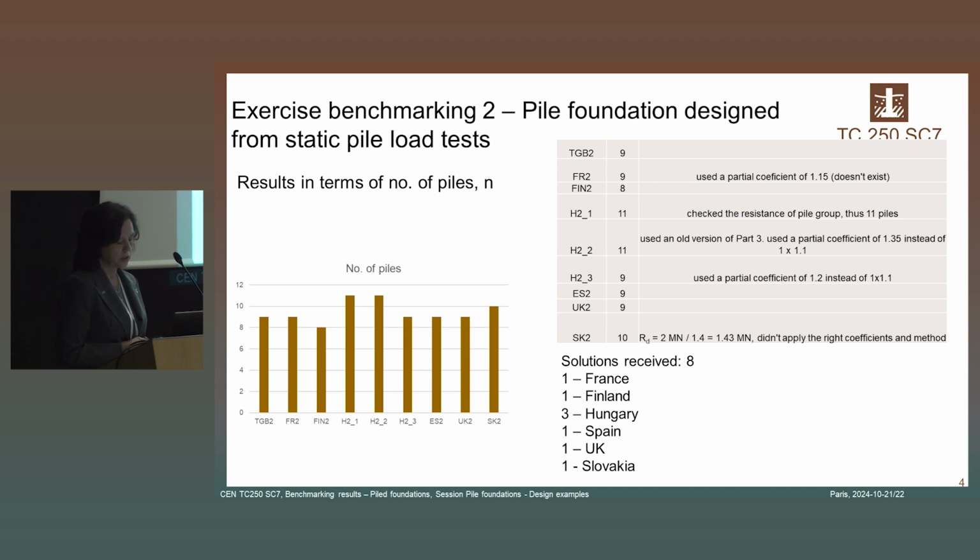And also the solution from Slovakia didn't apply the right coefficient and the right method, and they used a partial coefficient of 1.4. So even though from the rounding the final result is not so bad and they are not so different, in fact, within the solutions we can find different ways to do it, and not all those ways are correct.